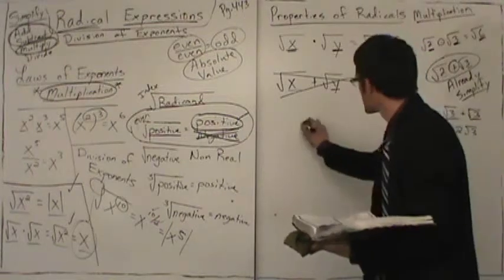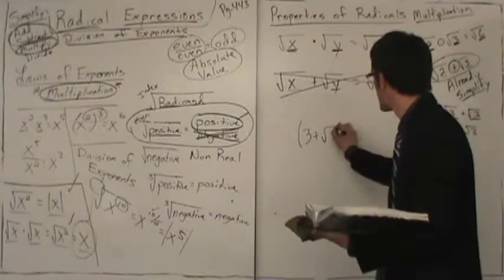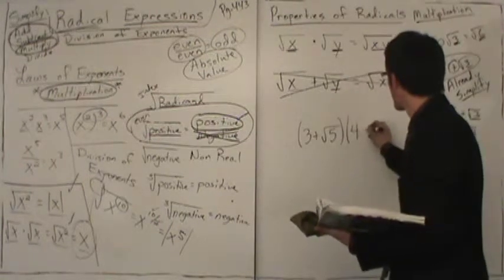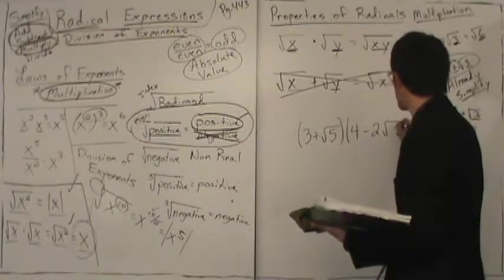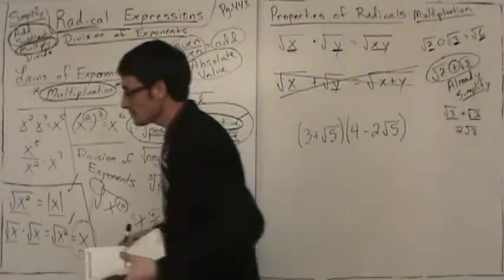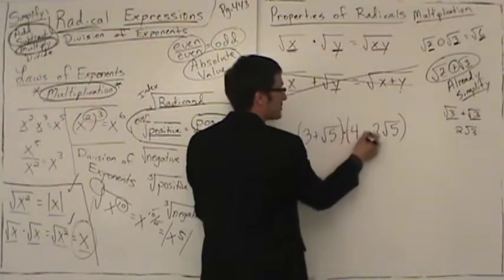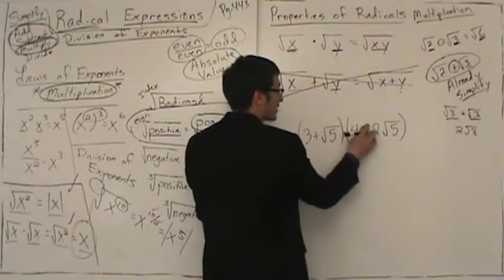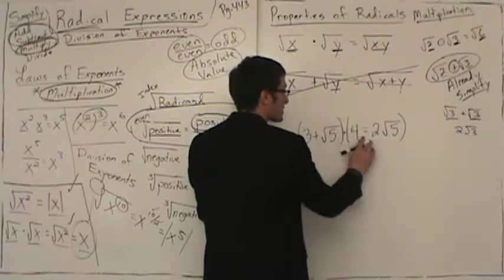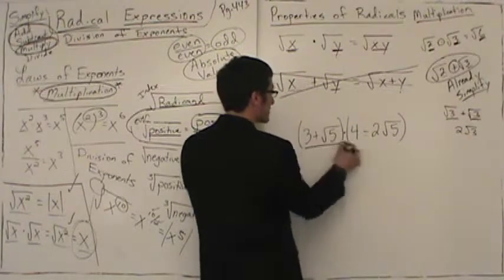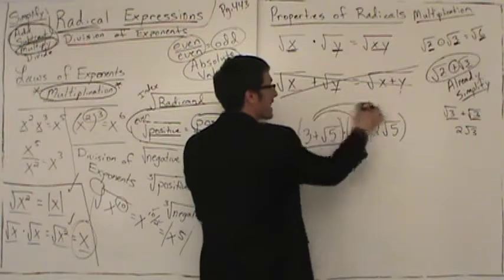We're going to look at first 3 plus the square root of 5 multiplied by 4 minus 2 square root of 5. So here you see what? Operation of multiplication meeting the operation of addition. Now we learned this with respect to polynomials. What happens when multiplication meets addition? We distribute. So we take the binomial and distribute.